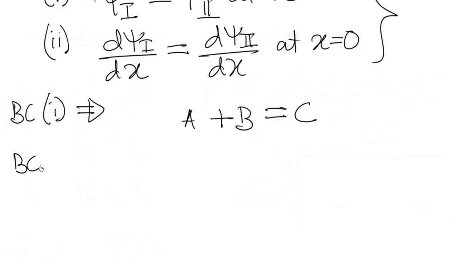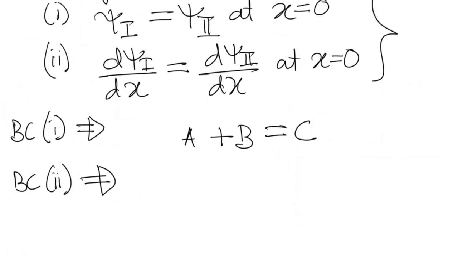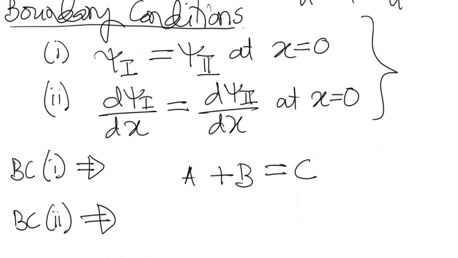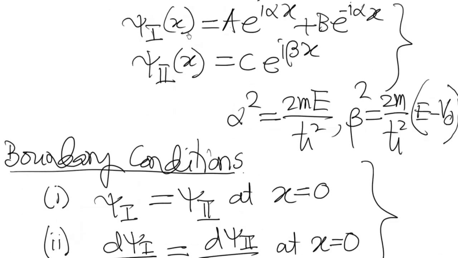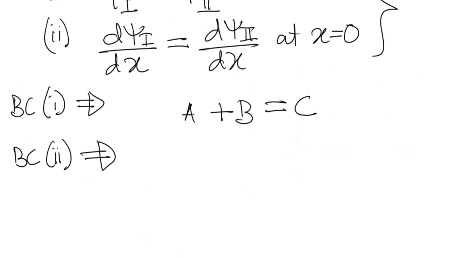Similarly, boundary condition 2: first you have to take derivatives of psi1 and psi2, and then you put x equal to 0. So if you take the derivative, we have i alpha A and here minus i alpha B equal to i beta C, because at x equal to 0, e to the power 0 means 1. So we have i alpha A minus i alpha B equal to i beta C.